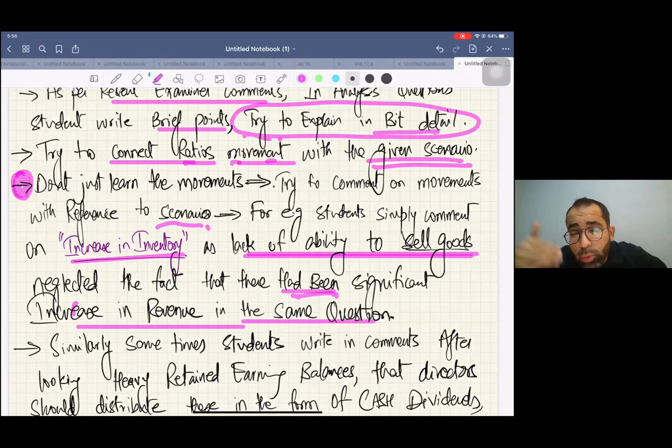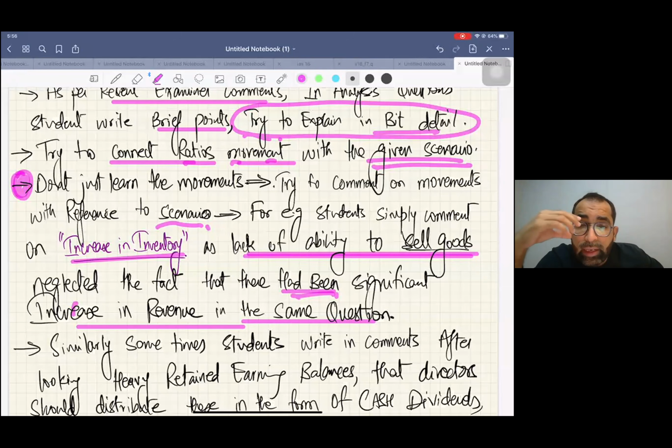So this comment is totally irrelevant. The examiner will easily understand that you don't have knowledge. You are not a practical guy. You are not fit for the practical things. You just want to fit ready-made commentary in each and every question.